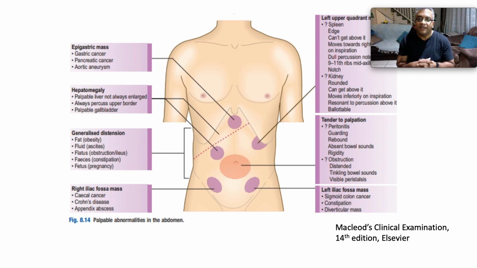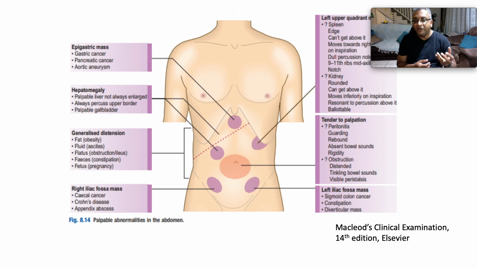Then, is the mass tender to palpation? If tender, you're going to ascertain, is the patient peritonitic? Get the surgeons involved there. Is there guarding? Is there rebound? Are there absent bowel sounds? Is it rigid? You're thinking about obstruction in a patient who complains of constipation with vomiting. The abdomen is grossly distended, you have tinkling bowel sounds, and there's visible peristalsis.